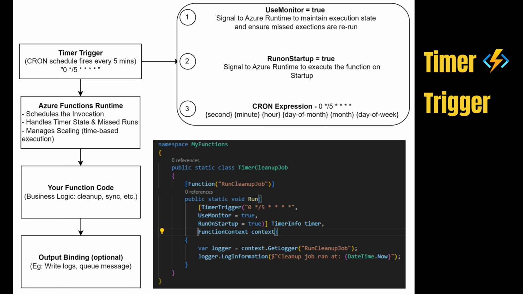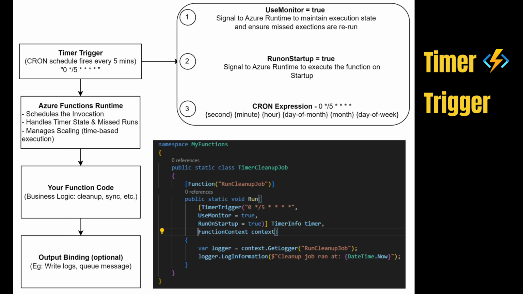After every 5 minutes, the timer behind the scenes will trigger this Azure function. After it triggers, the Azure Functions runtime is what manages the schedule and the invocation of the function. It handles the timer state, also executes the missed runs, and manages scaling as well, and it's time-based execution. Then we have the logic that we have to execute. This is the custom logic and varies from use case to use case, project to project, or person to person. This is where we write our custom logic as to what we have to do once the timer trigger starts.